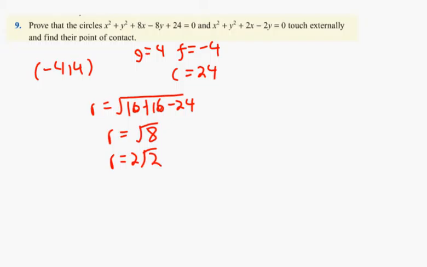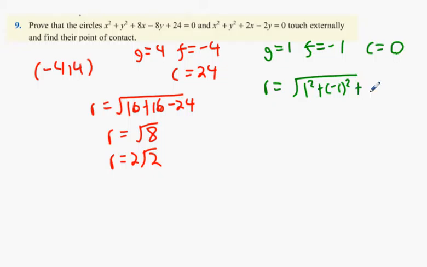Next part. G value, F value, C value. 0. Radius. 1 squared plus minus 1 squared plus 0. Root 2. Okay. Center of the circle is minus 1, 1.